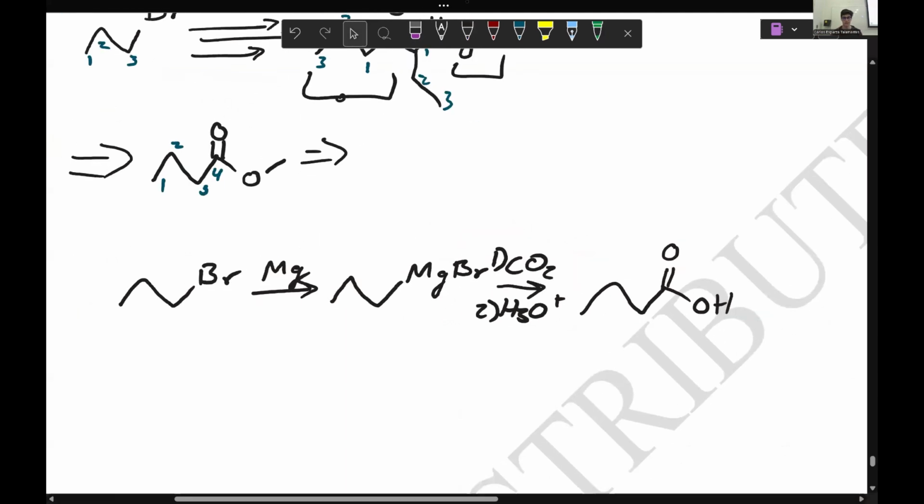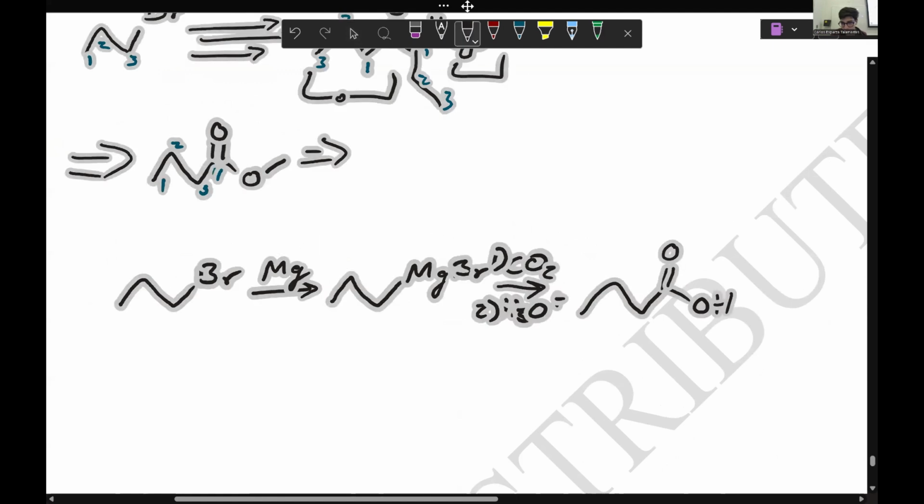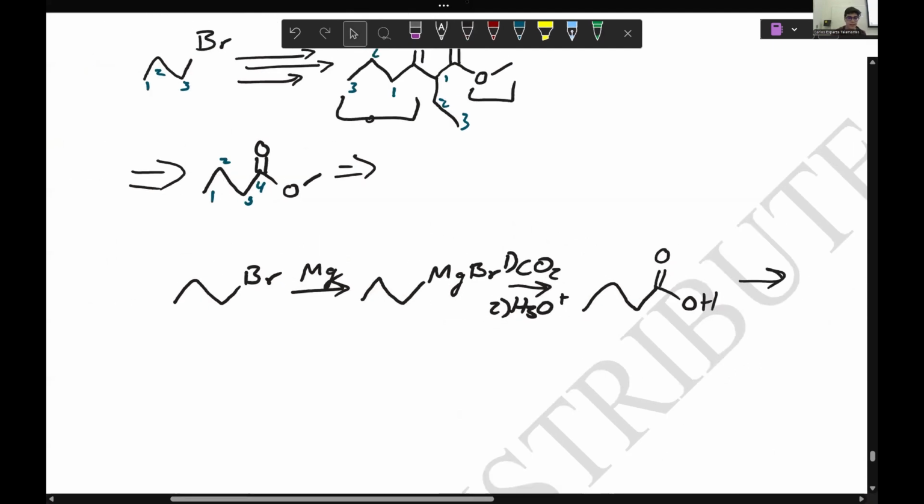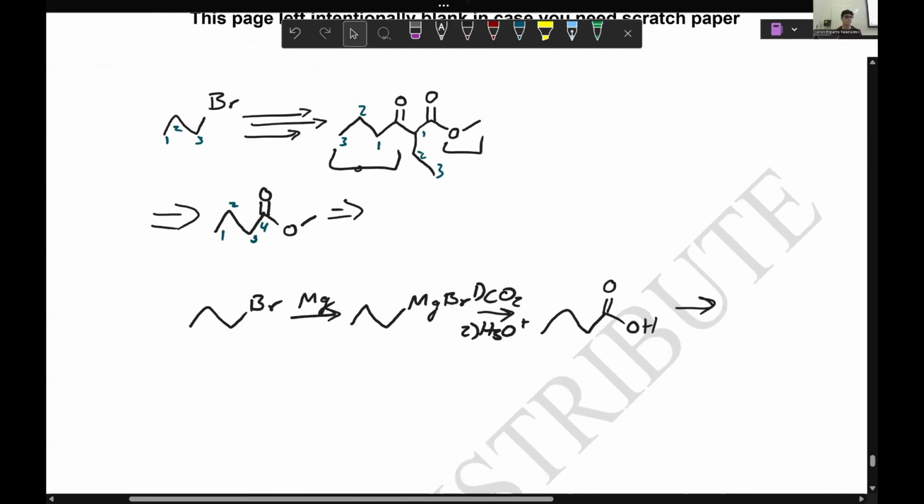Okay, so from the carboxylic acid, we're trying to get to our product. How do we do that? We need a methyl, so you need an O and E, right? It can be acidic or basic, right? I think so, I'm not really sure. O and E, something. That's all I've got.